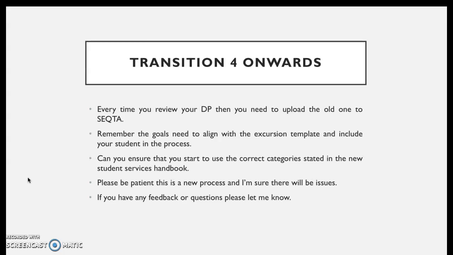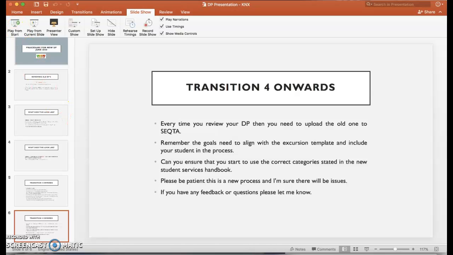So remembering also that we have to make sure that our parent/guardian has signed both the transition DP and also the goals DPs as well. So that's really important. If they don't sign it, if you've emailed or made contact, then we just need to keep record of that as well. So that's just important for the NCCD collection of data. So that's the end of the slideshow, which is very exciting.